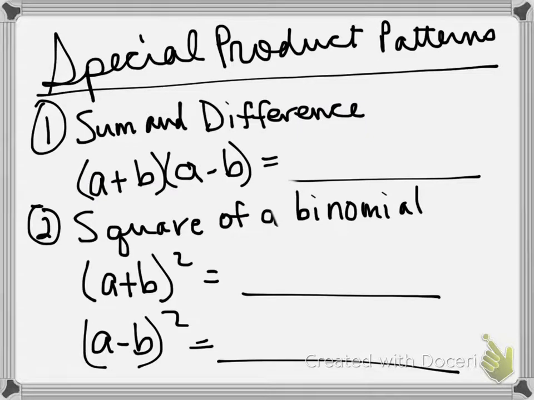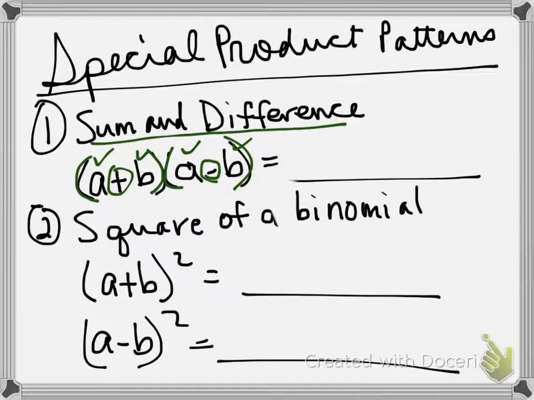Alright, we also have some special product patterns. Remember, product means multiplying. So if I have a sum and difference set up, that means I've got a plus b times a minus b. They have the exact same beginning and ending numbers, but one of them is a sum, which is plus, and one of them is a difference, which is minus. So if I have a plus b times a minus b, then it's going to work out to be a squared minus b squared. That's what the pattern is, and I'll show you how to do an example in just a moment.